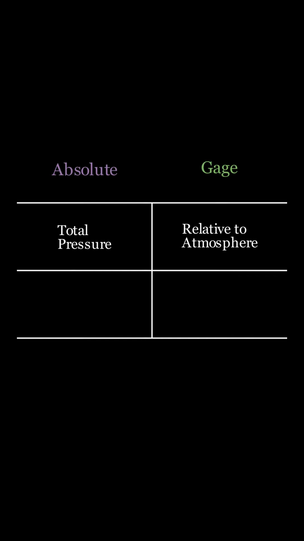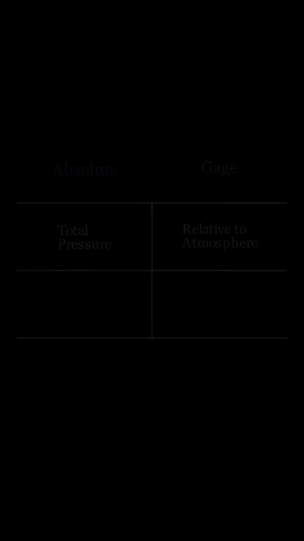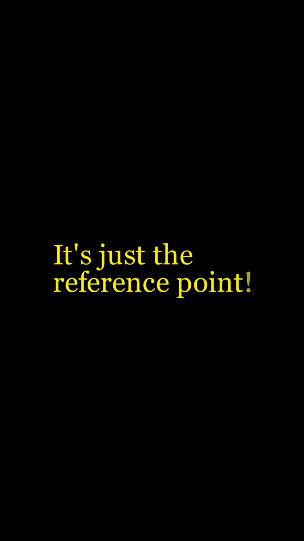To summarize, absolute pressure starts at a vacuum. Gauge pressure starts at the local atmosphere. So remember, the difference is simply the reference point. So, the next time you check your tires, remember, your gauge isn't ignoring the atmosphere because it's broken, it's just starting its count from where you're standing.